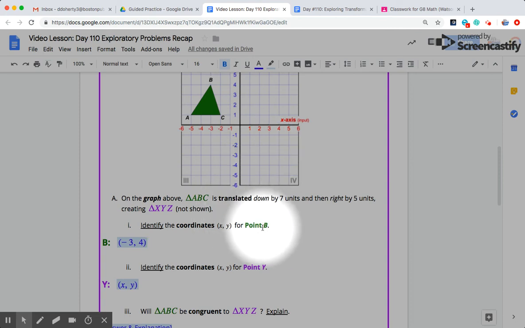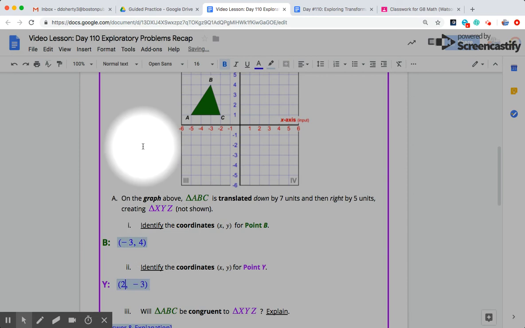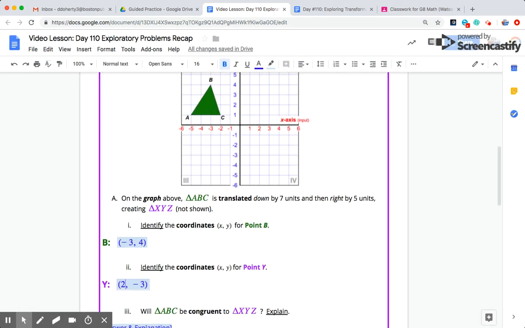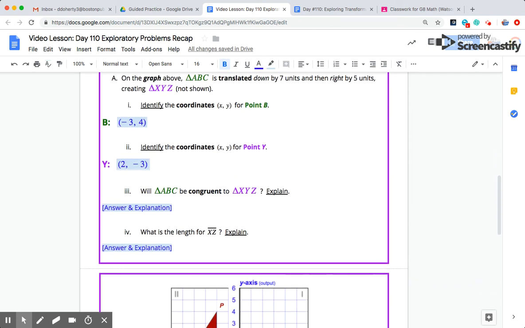But I know if point B was going to be moved down by 7 units, that would affect the Y. 4 minus 7 is going to be -3. And for the X value, it's going to move right by 5. That increases the X value by 5. So -3 plus 5 would be +2. Again, if you had drawn this out, or if you had dragged this down, created a copy down by 7 and right by 5, you would see that point Y is at (2, -3). It's now sitting here. But again, you could have done that more quickly.